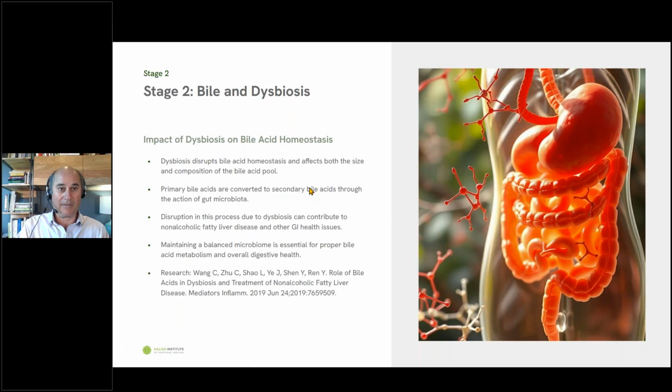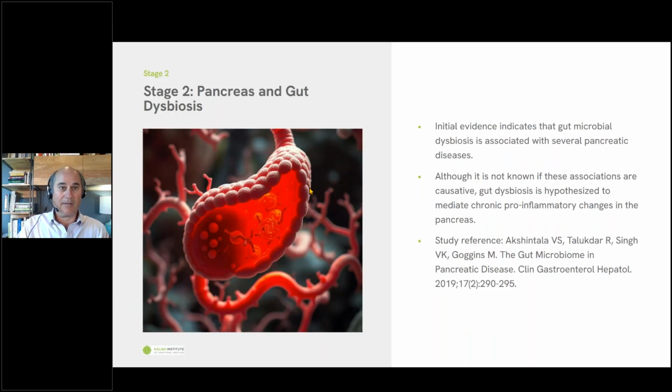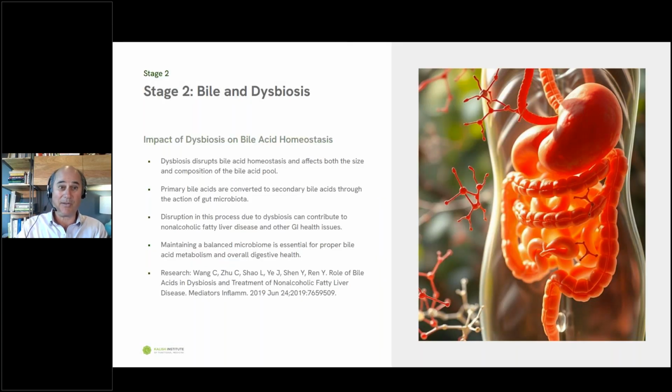So let me go back here. I skipped through a few slides. Pancreas. We're going to look at the labs. I'll show you the pancreas stuff. I'll show you the gallbladder stuff also in a second.